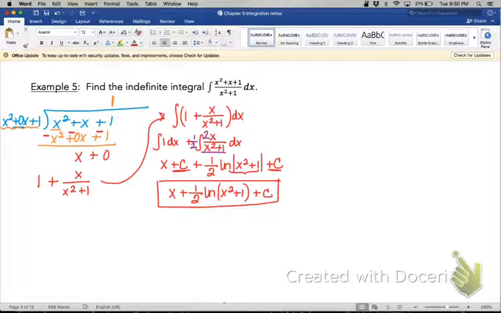Now, we don't need the absolute value, but we 100% need those parentheses because otherwise the 1 would not be included in the natural log. It would only be the x squared, and we want both parts. All right.